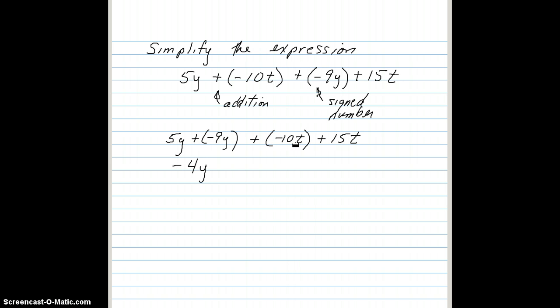And over here I have minus 10t and a plus 15t. Again, 15 and negative 10 have different signs, so I'm going to subtract these two and I get 5t. And I look again and I say, all right, I've subtracted 15 and 10, I get 5. Which one, 15 or 10, is larger? 15 is larger, so I take the plus. And this is my simplified version of the expression.